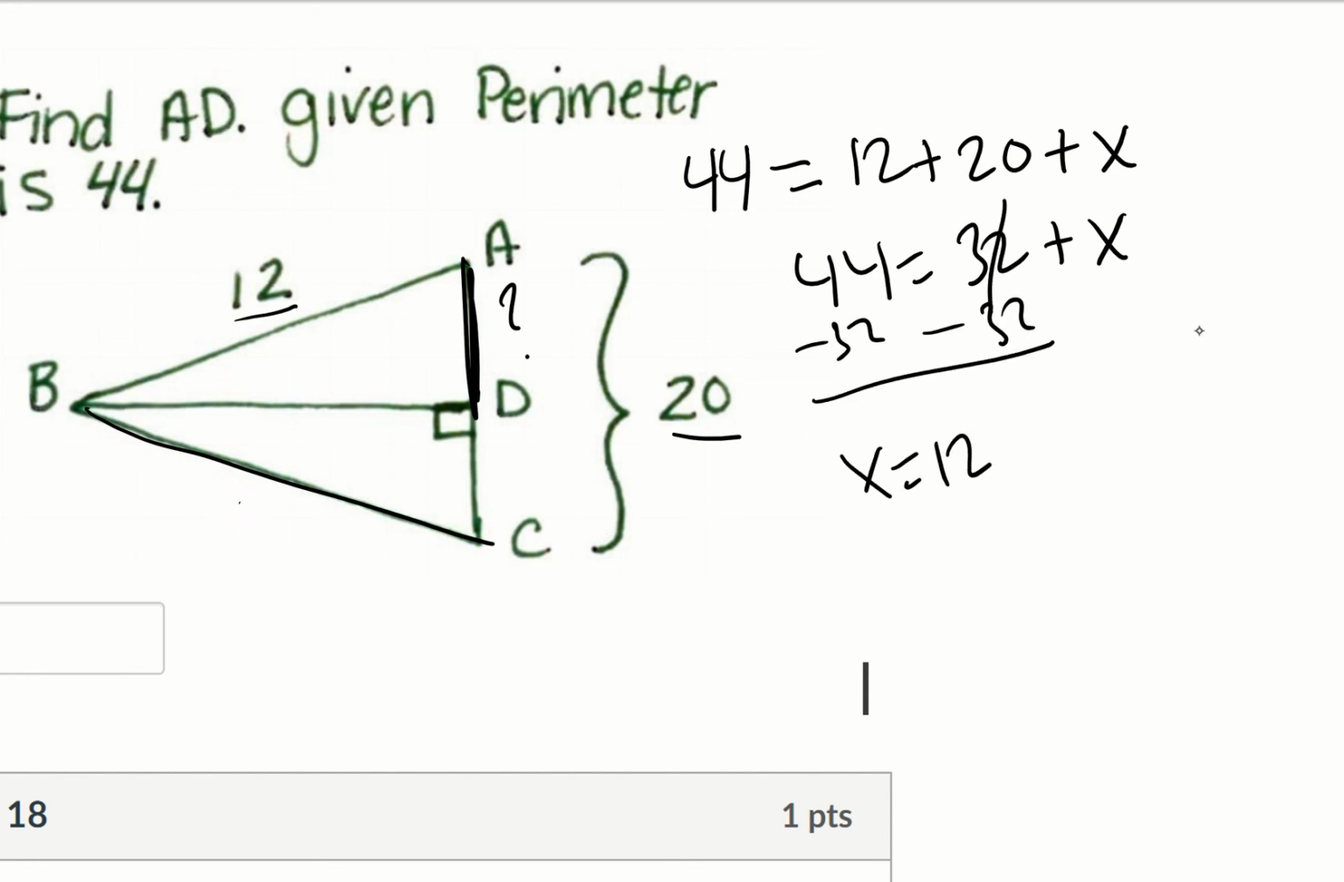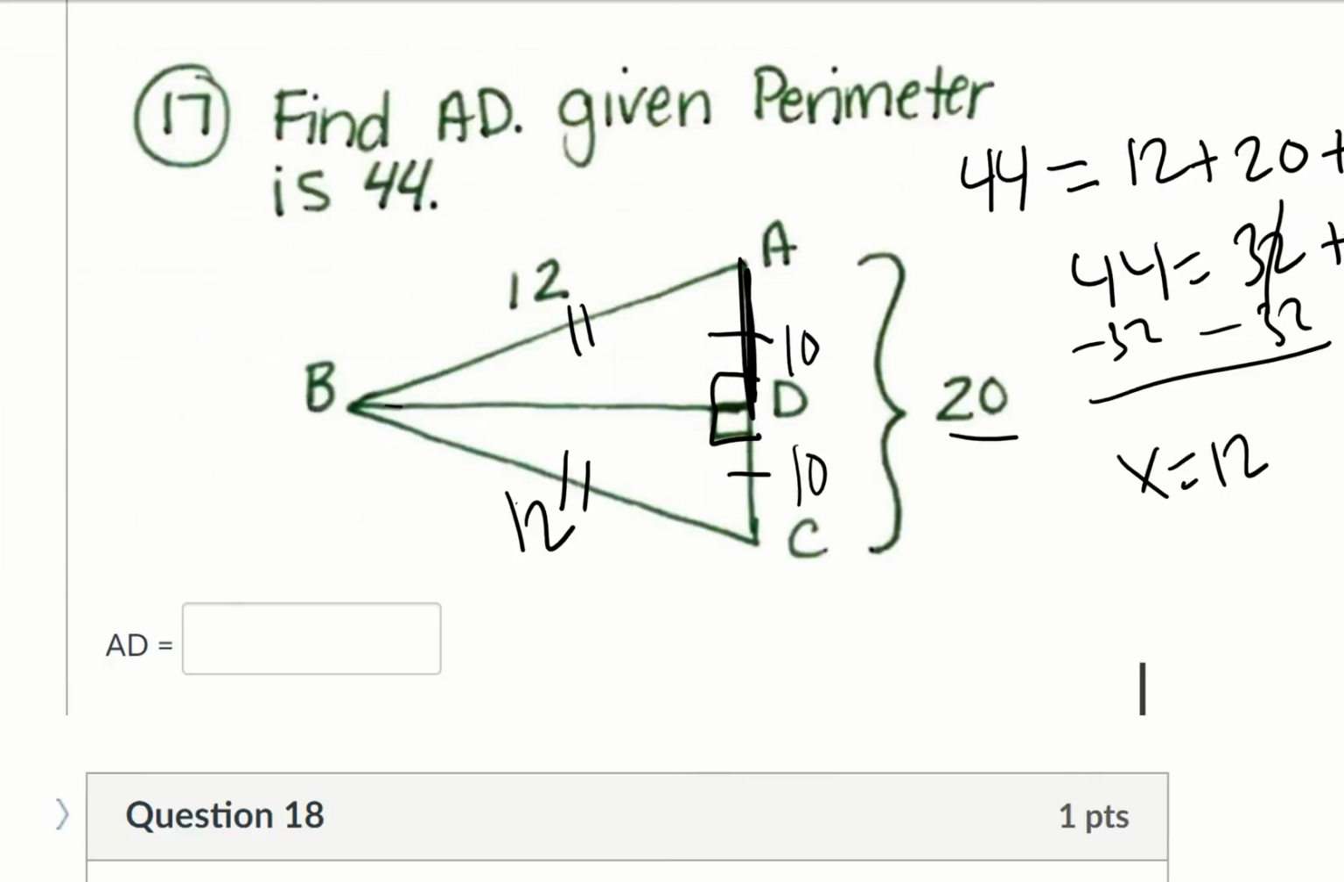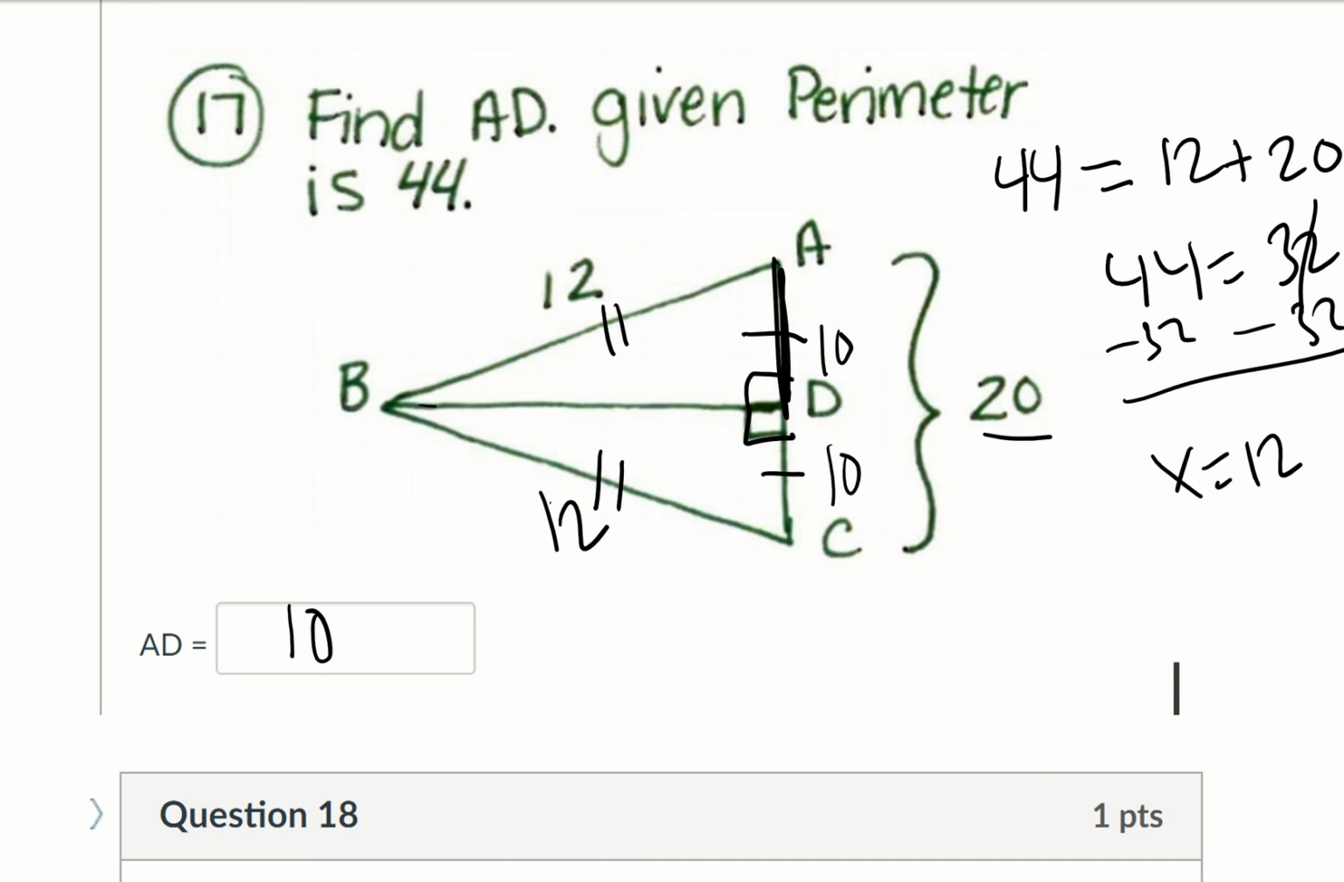Okay, so now we know that this is 12. We can replace that with 12. And now we know that these are the same distance, so I can mark them with tick marks there. And because that's the same distance, that means that BD is a perpendicular bisector. So that means this is a 90-degree angle. And that also means that these distances are the same. And if those distances are the same, then if they're 20, each of them is going to be 10. And so therefore AD has to be 10.